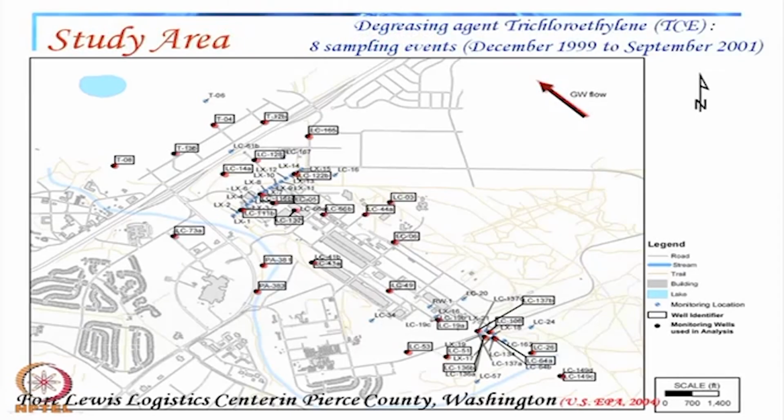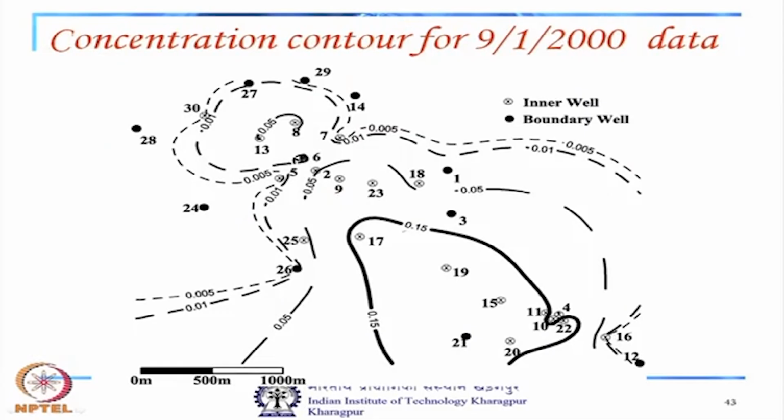So, for a particular study area, the degreasing agent trichloroethylene or TCE, with 8 sampling events from December 1999 to 2001, this methodology was tested for Fort Lewis Logistics Center, Pierce County, Washington. These are the boundary wells and these are the inner wells.